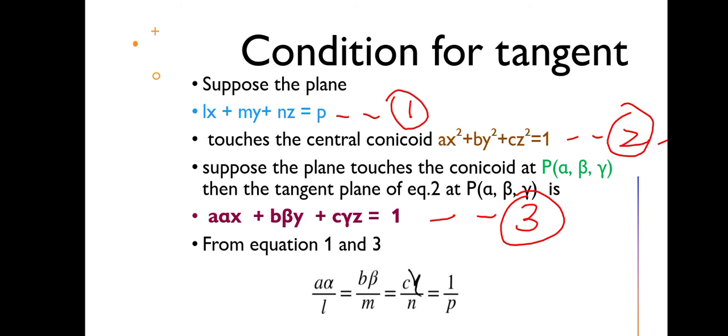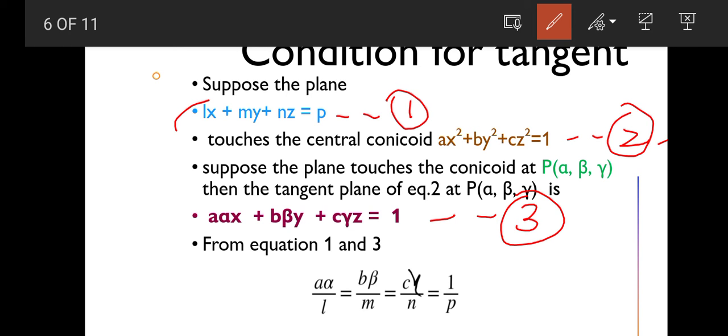Condition for tangent. Suppose the plane lx plus my plus nz is equal to p. This plane is in normal form. This plane touches the central conicoid ax square plus by square plus cz square is equal to 1. Suppose the plane touches the conicoid at point P (alpha, beta, gamma). Then the tangent plane of equation 2 at point P is a alpha x plus b beta y plus c gamma z is equal to 1.